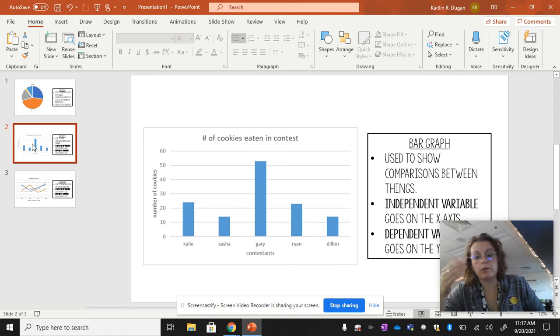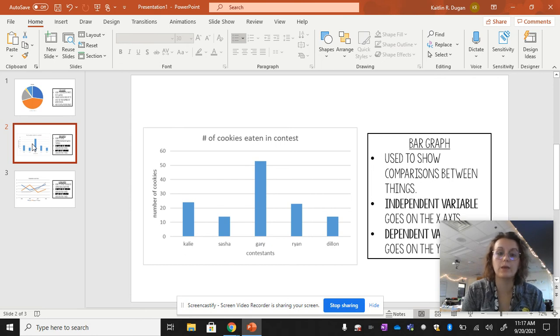Just as we've talked about with variables and other things, our independent variable always goes on the x-axis because that's the thing that's changing. In this case, the contestants are changing. And the dependent variable always goes on the y-axis because that is what's being measured or observed.